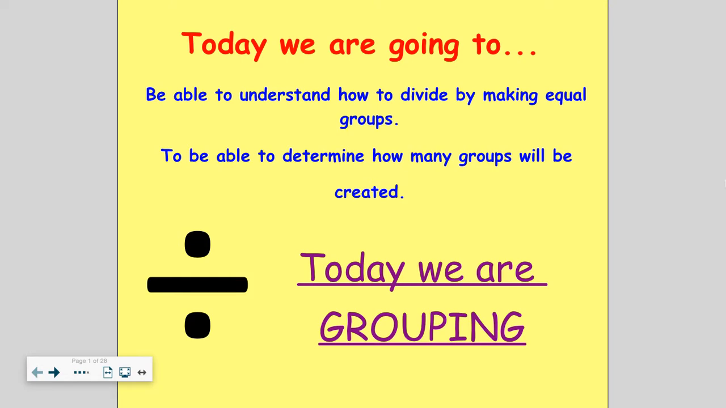Today, we are grouping to find the answer to division problems. This is where we know the size of each group, but we don't know how many groups we're going to have all together once we've finished. We'll explore this more in our In Focus task.